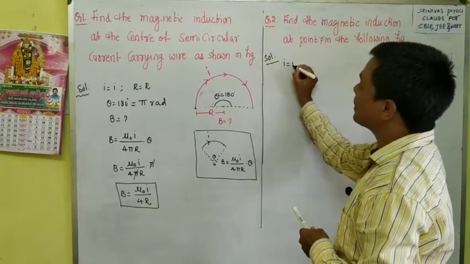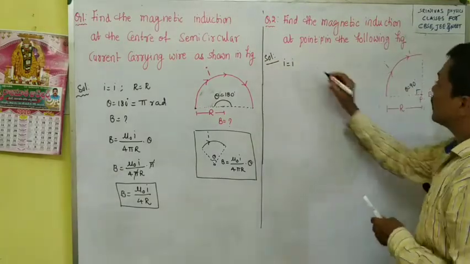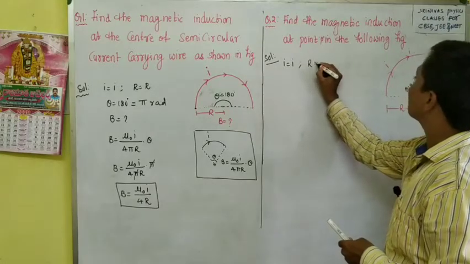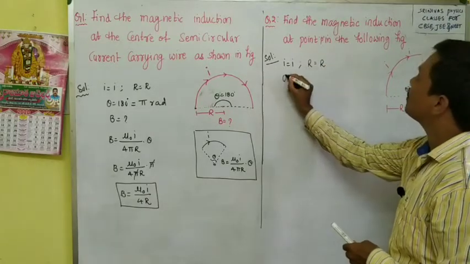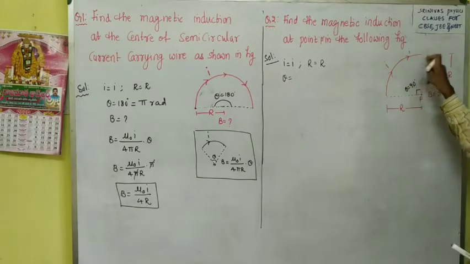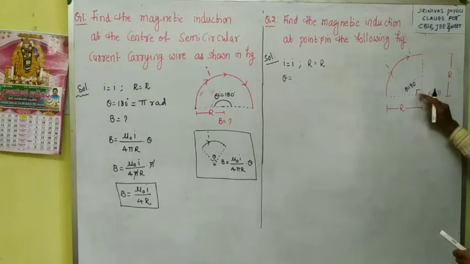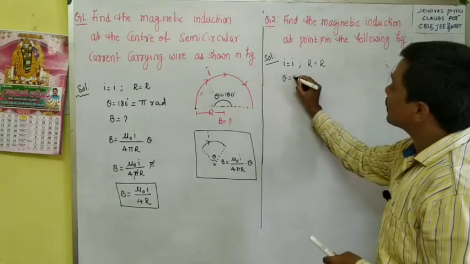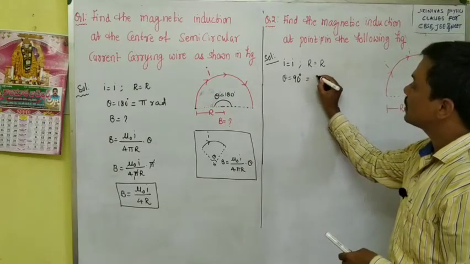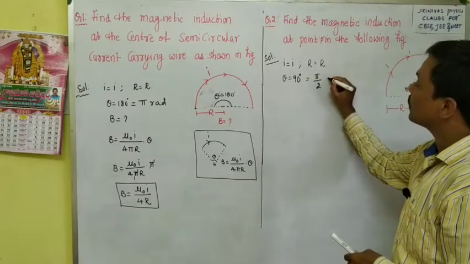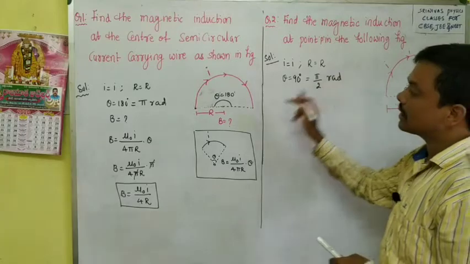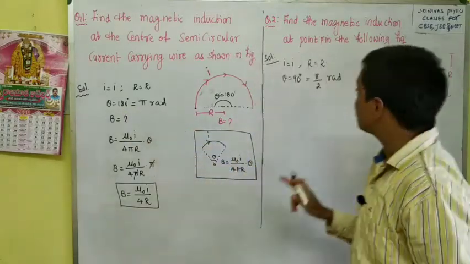The current is I in this also, right? And the radius is again capital R in the question. They give that the angle made by the arc, the current carrying wire, at the center is 90 degrees. Converting 90 degrees into radians: 180 degrees is pi radians, which means 90 degrees is pi by 2 radians.